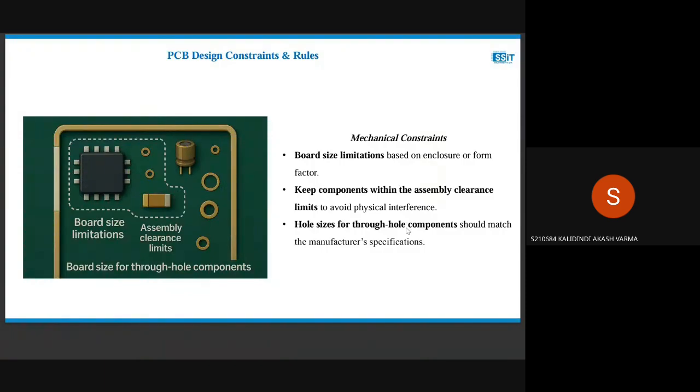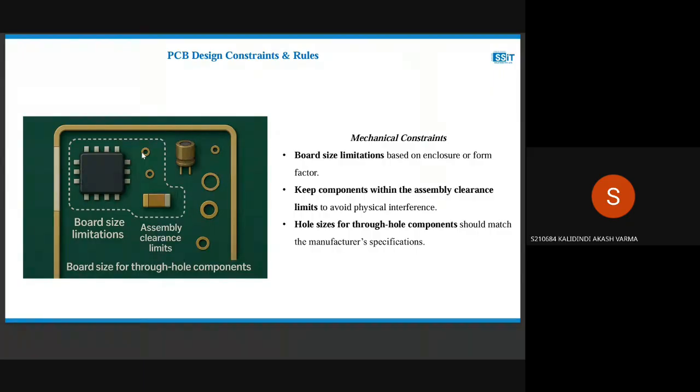And one more thing, keep the components within assembly clearances. If you are going for a mechanical housing, all the components should be placed inside the particular casing, and hole sizes for through hole components should be matched to the holes. We already provide that particular hole provision for through hole components, and both should be mapped. If we mismatch the footprint, then at the time of PCB arrival, the components won't fit.